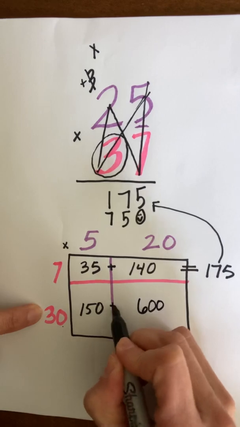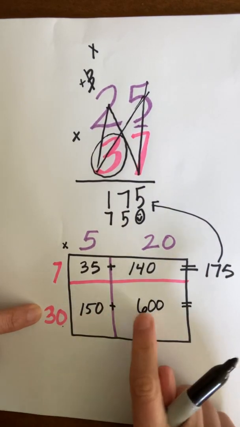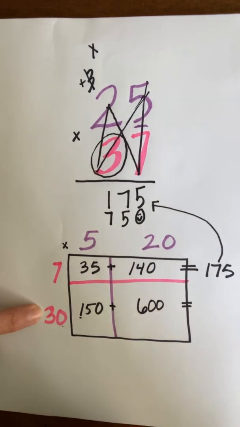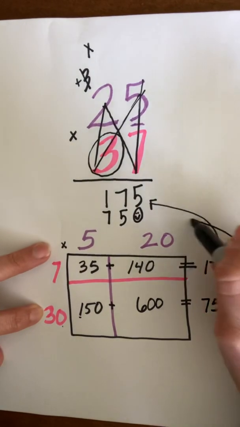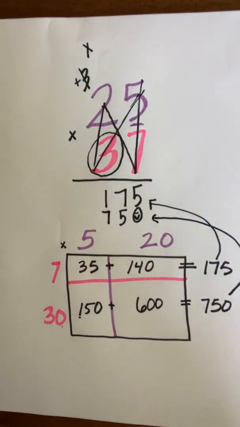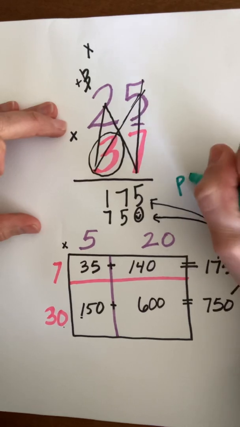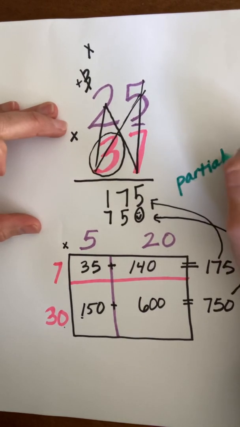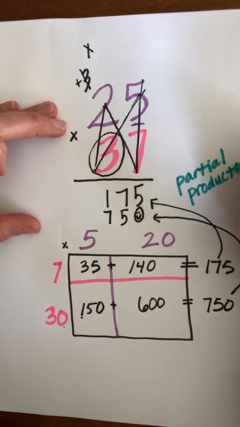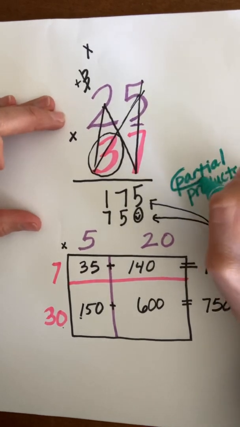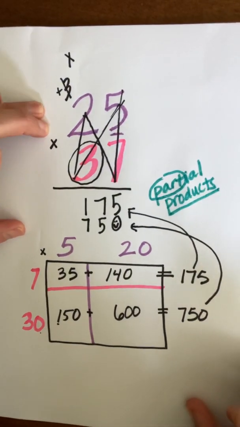Okay, and add this row up, and you would get 600 plus 150 is 750. The same thing you got here. These are called, they have a special name, and a lot of you are familiar with this already. It's called partial products. Partial, I see the word part in it. It's part of the product or the answer, okay?